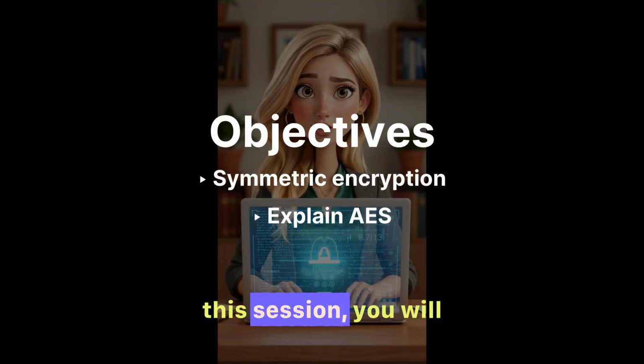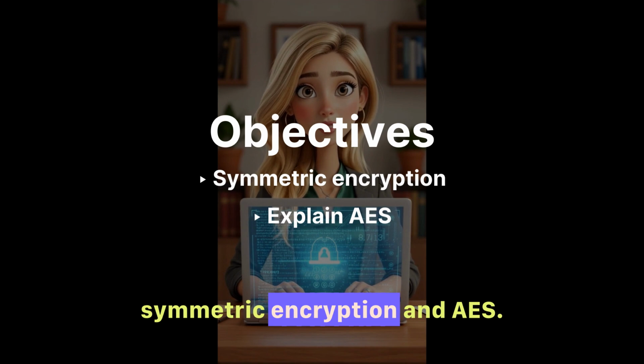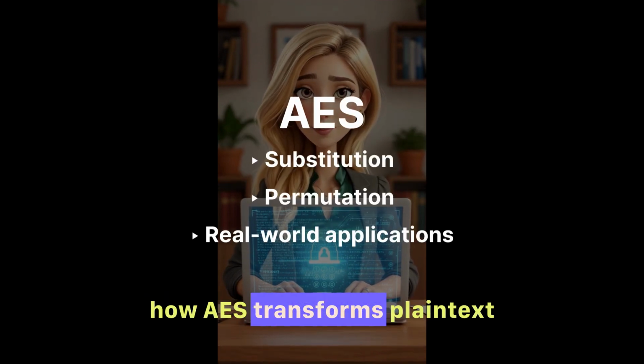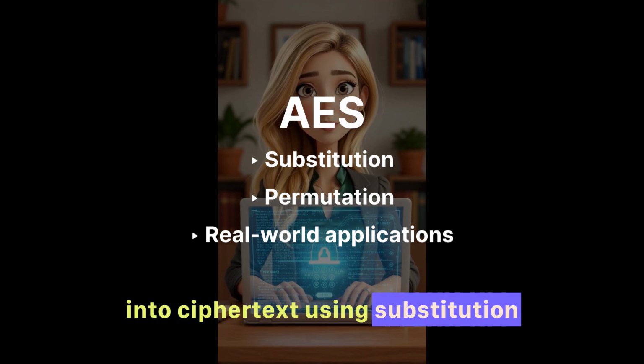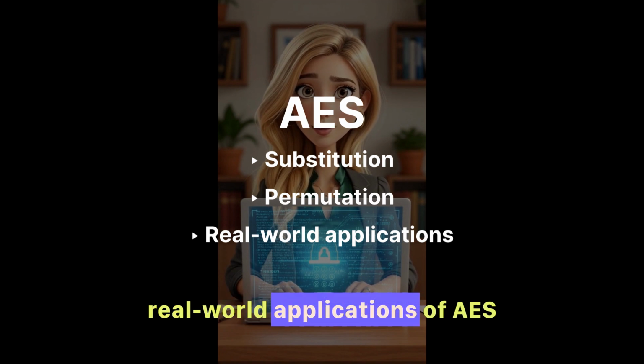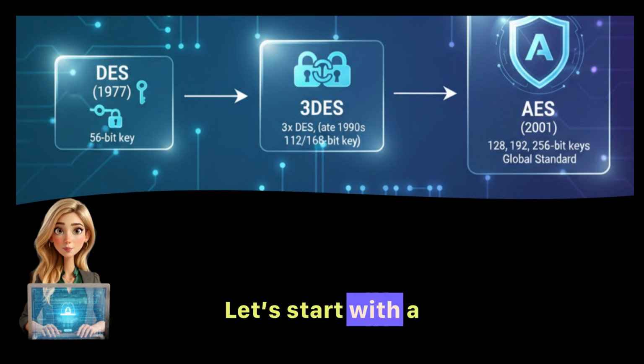By the end of this session, you will be able to explain the main idea behind symmetric encryption and AES. You will also describe how AES transforms plain text into ciphertext using substitution and permutation, and recognize real-world applications of AES in everyday technology. Let's start with a bit of history.